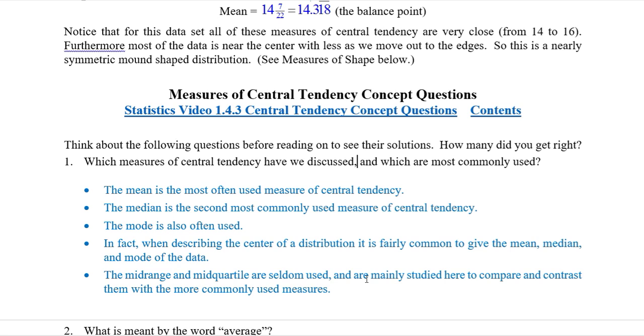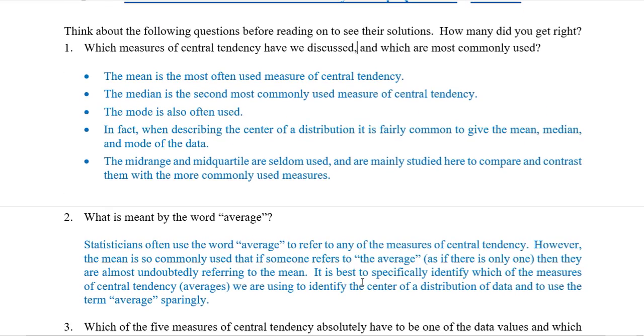So number 2 question, what is meant by the word average? Press pause. Okay, well, it kind of depends on who you talk to about what is meant by the word average. Some statisticians often use the word average to refer to any of the measures of central tendency. So the mean, median, mode, mid-range, and mid-quartile are all called averages of a type. But most people, or a lot of people anyway, if they refer to the average, as if there is only one average, are almost undoubtedly referring to the mean or arithmetic mean.